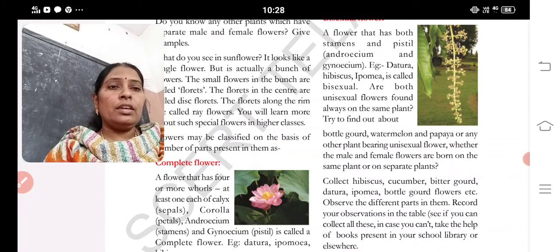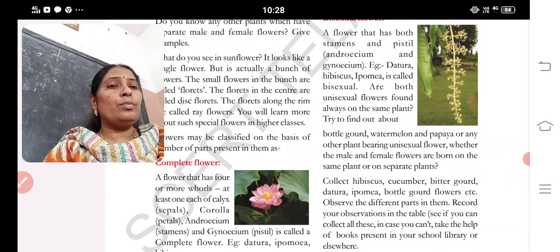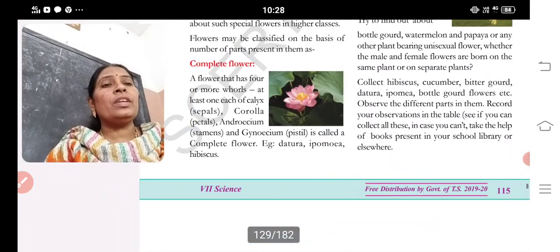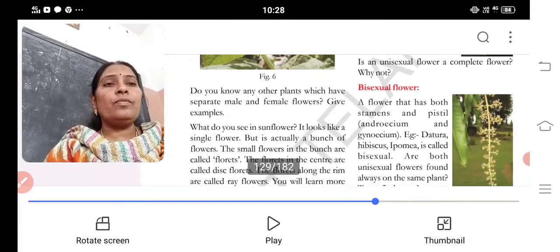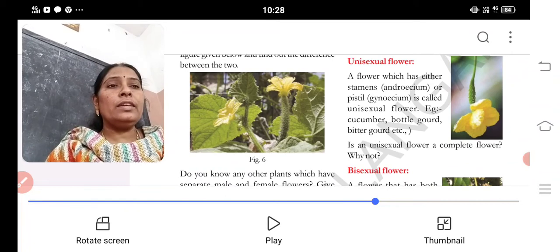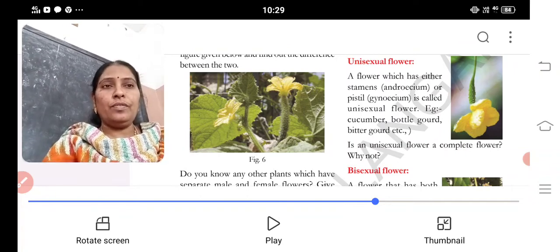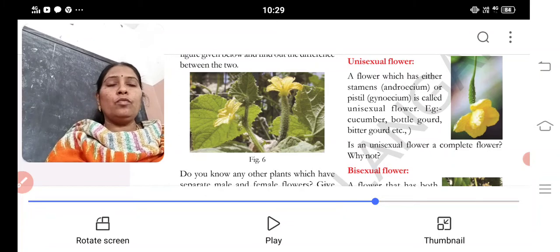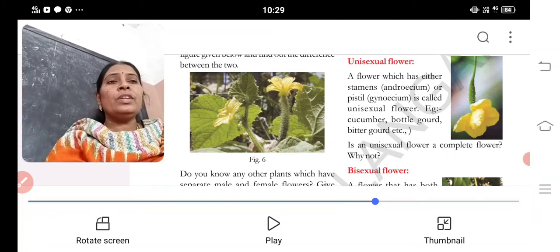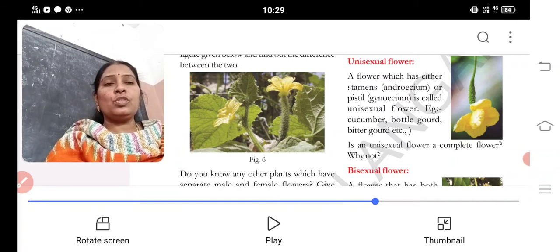See if you can collect all of these. In case you cannot, you can take the help of the books in your school library. So unisexual flowers consist of only either stamens or a pistil, and such flowers are called unisexual flowers. A bisexual flower has both the stamens as well as a pistil in one single flower.